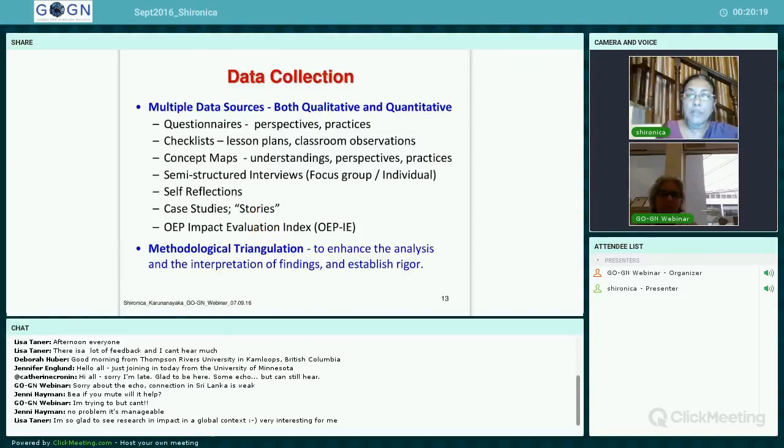And another thing, we are developing this OEP Impact Evaluation Index, that is Open Educational Practices. Now I think you would realize we are focusing more on these practices, open educational practices, and how to evaluate its impact. We are developing this index. I will come to that later after discussing some more things. So this methodological triangulation using a variety of methods was to enhance the analysis and to establish rigor in this very complex situation.